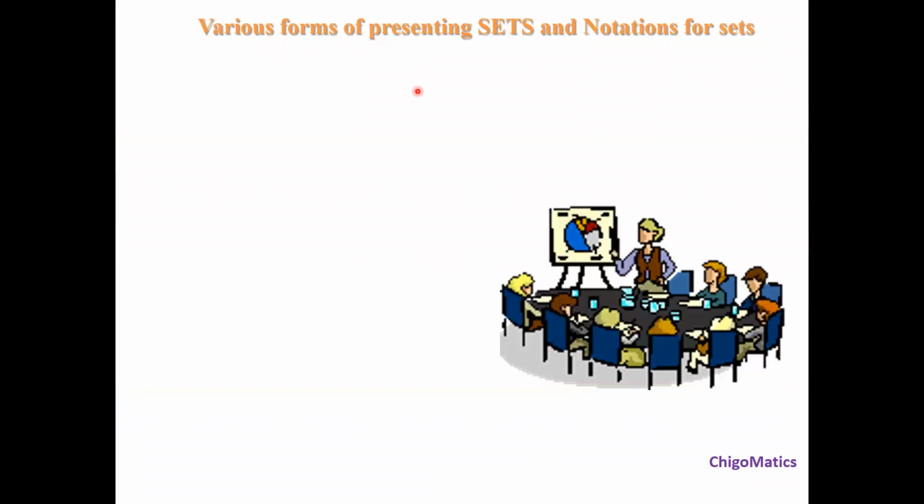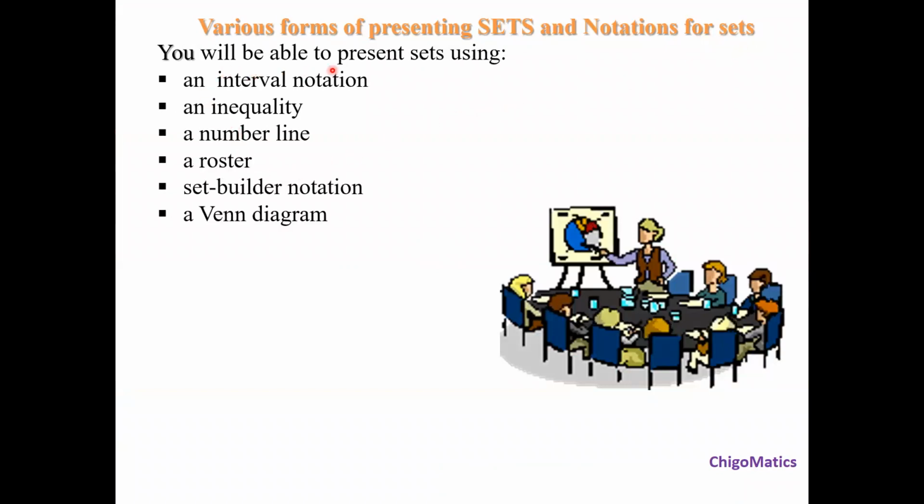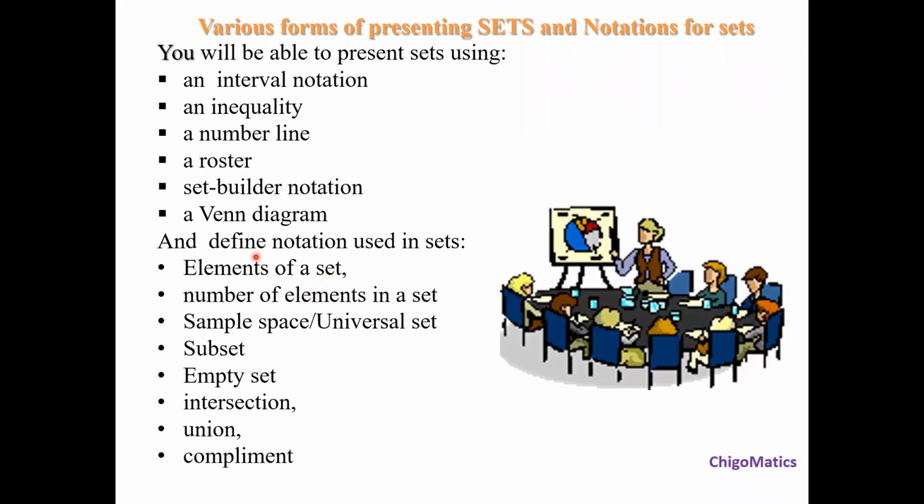Various forms of presenting sets and notations for sets. In this presentation, you will be able to present sets using an interval notation, an inequality, a number line, a roster, set builder notation, a Venn diagram. Add to that is to be able to define notation used in sets, that is, elements of a set, number of elements in a set, sample space or universal set, subset, empty set, intersection of sets, union of sets, complement of sets. These concepts are very, very important to know because they are also used in probability.